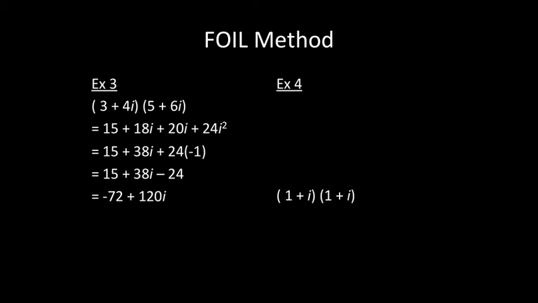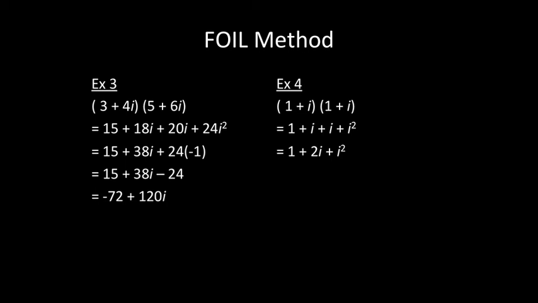Our last example. 1 plus i times 1 plus i is equal to 1 plus i plus i plus i squared. Remember to combine the like terms and convert i squared into -1, which equals 1 plus 2i plus i squared equals 1 plus 2i minus 1, and your final answer is 2i. That is how you multiply with i.